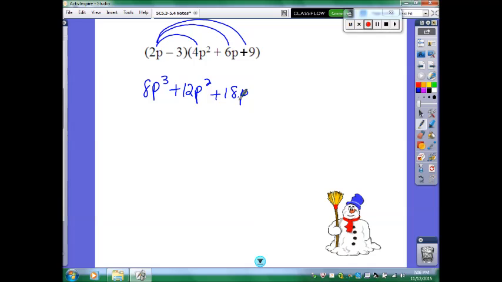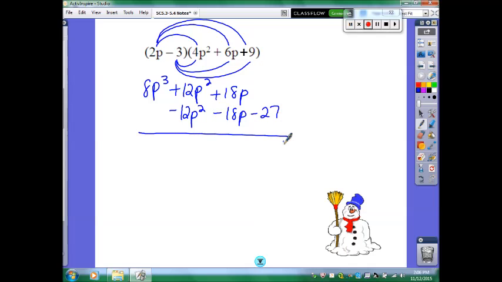All right, do the same thing with the -3. So I'm going to get -12p squared minus 18p, and then finally minus 27. Okay, let's combine like terms. What are we left with? 8p cubed minus 27. So our middle terms dropped out. This is going to help us factor. We're going to go backwards because if you notice these are both perfect cubes.